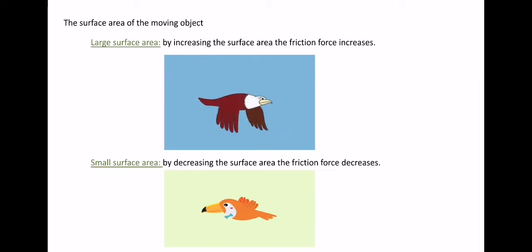So we have three factors affecting the friction force. We said number one, the type of surface material, and we said we have two types, rough surfaces and smooth surfaces. Factor number two is the speed of the object. Factor three, the surface area of the moving object.